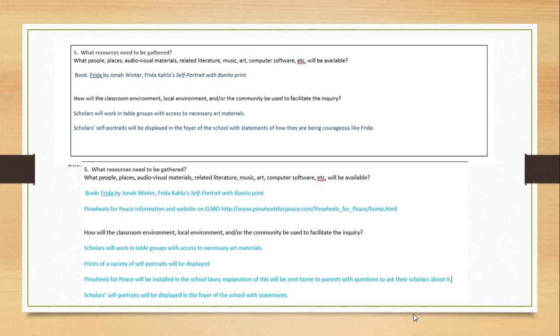Reflecting on this, I never did have scholars write a statement about how they were courageous like Frida, and so I didn't post their artwork, but I think that that was definitely a lost opportunity for our school to connect further as a community on what our first graders were learning. So I do think that this idea that I had will blend well with the summative assessment that I've made for this year and give scholars a chance to think through and connect their learning and share it with our school. So the second box shows how I have edited for this school year.